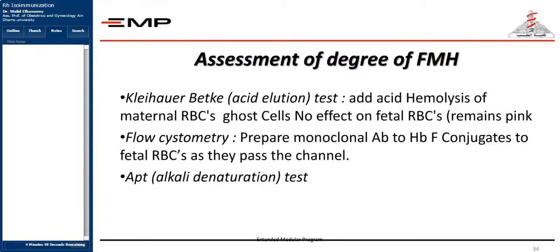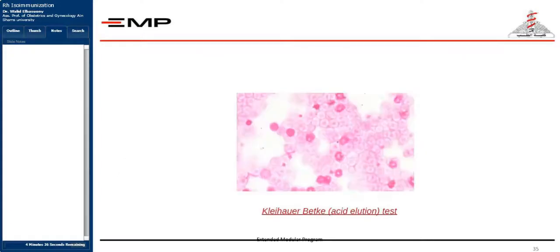So, how could you assess the degree of the feto-maternal hemorrhage? Various tests are used. We spoke about the Kleihauer-Betke test, where we add acid to cause hemolysis of the maternal red blood cells, causing ghost cells and no effect on the fetal red blood cells, which remain pink. Flow cytometry, where we prepare monoclonal antibodies to hemoglobin F, and the APT or alkali denaturation test. This is the picture of the Kleihauer-Betke test where we see the pink cells. These are the fetal cells present beside the ghost cells.